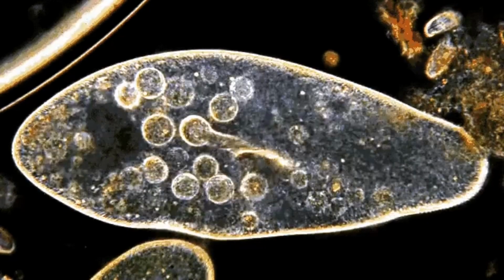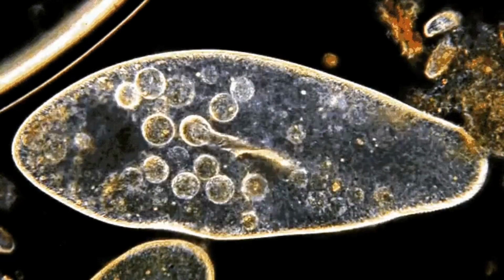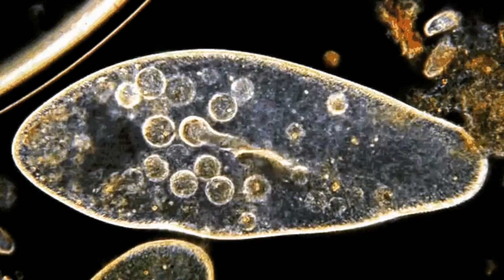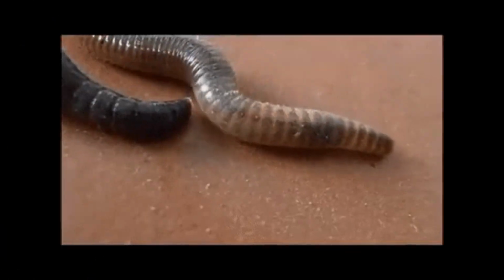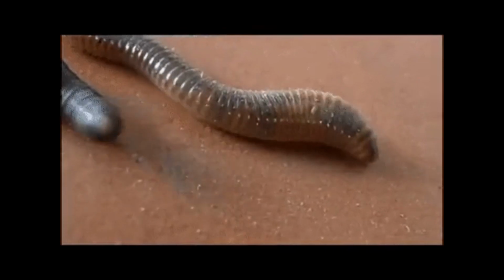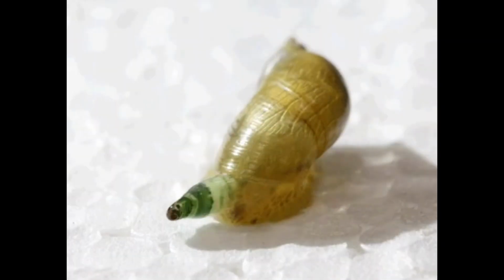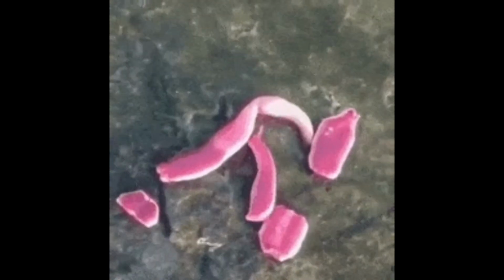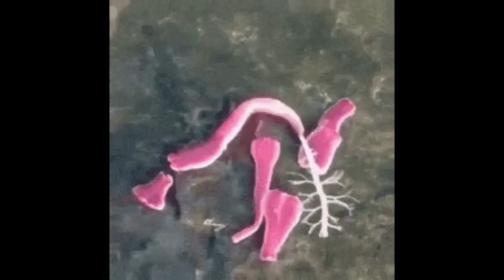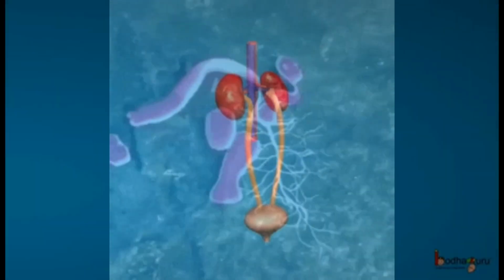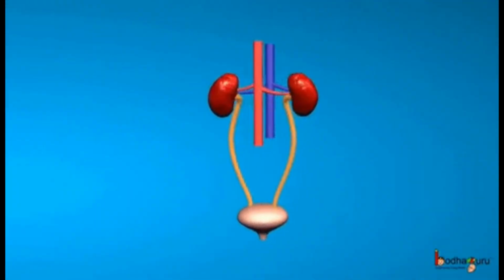In paramecium, the excretory organs are the contractile vacuoles. In earthworm, the excretory organs are the moist skin and nephridia. In molluscans, the excretory organs are kidneys. In flatworms, the excretory organs are flame cells. In mammals, the excretory organs are kidneys.